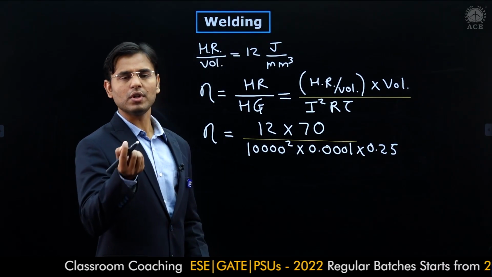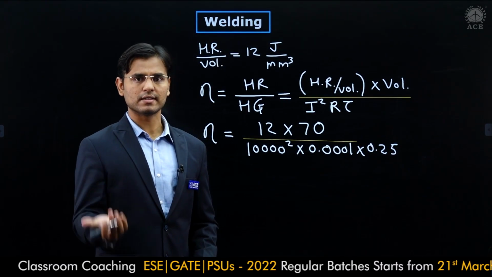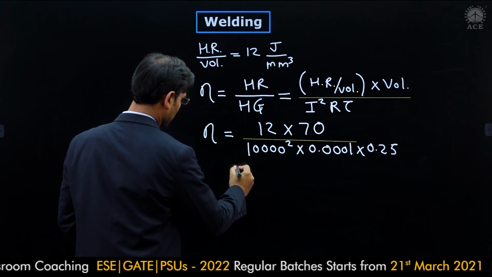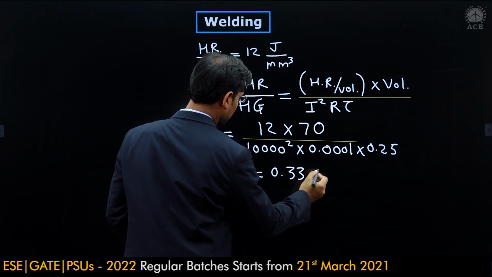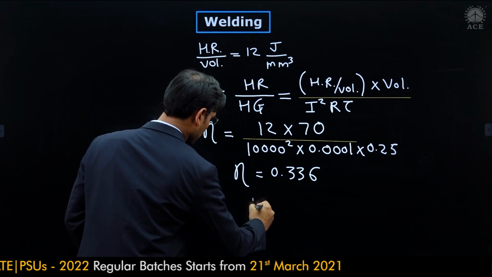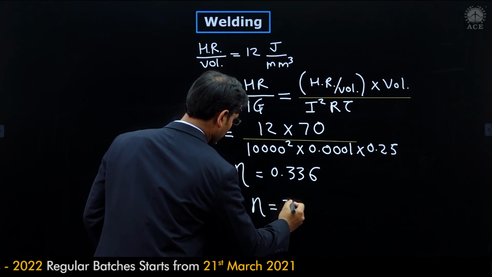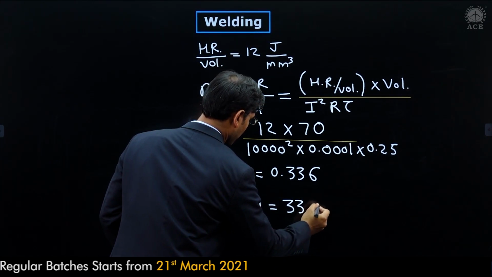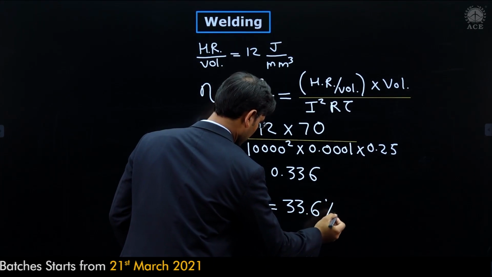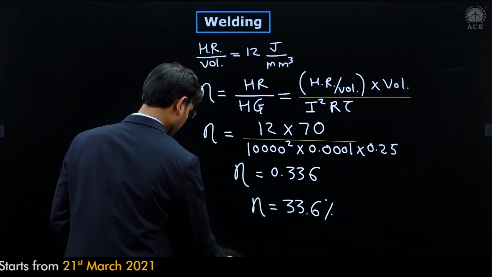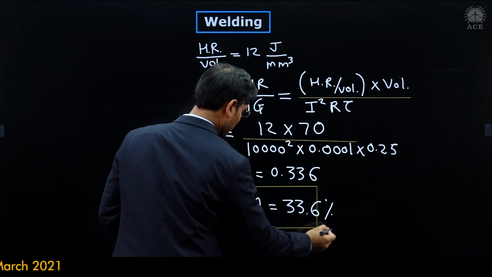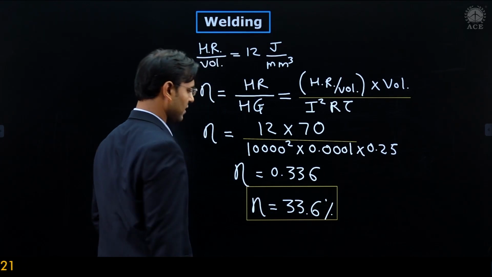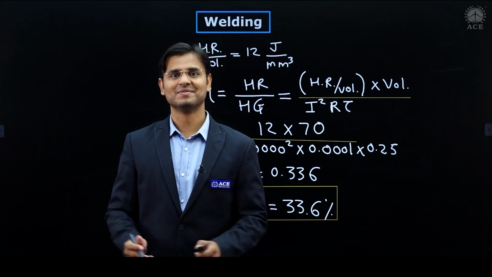Very easy problem, only one formula needs to be used to get the answer. The answer for this thermal efficiency is 0.336. But in the examination, they ask for thermal efficiency in percentage, so I am writing 33.6%. This was a very easy problem, only one formula, and this problem is solved.